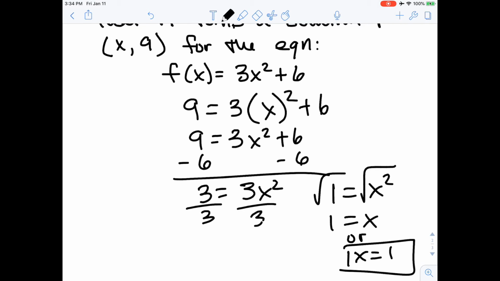That would be, on the graph, the solution point of that equation.